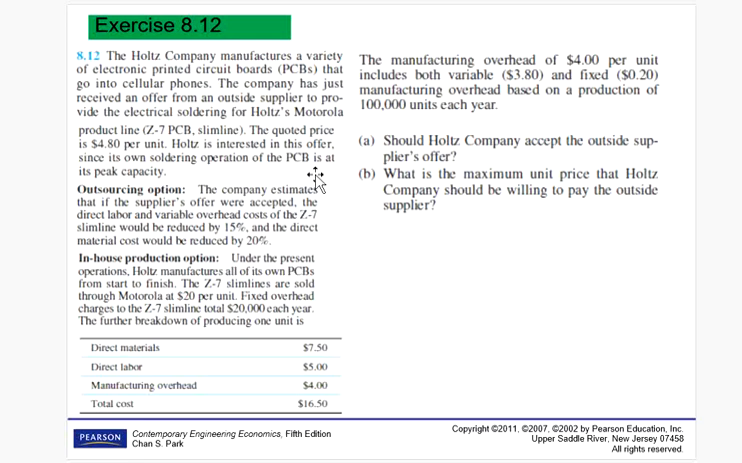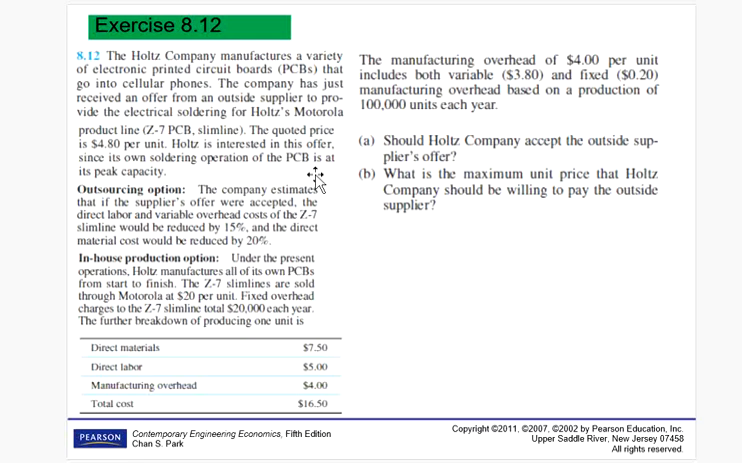The Holtz company manufactures a variety of electronic printed circuit boards that go into cellular phones. The company has just received an offer from an outside supplier to provide the electrical soldering for Holtz's Motorola product line. The quoted price is 4.80 per unit. Holtz is interested in this offer since its own soldering operation is at its peak capacity. Outsourcing option and in-house production option.